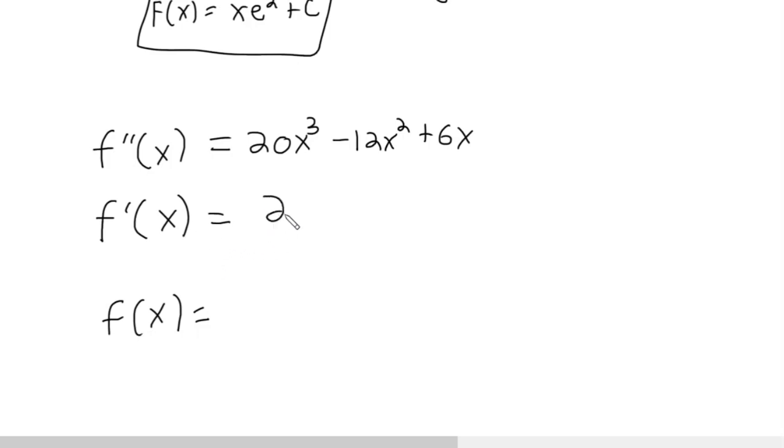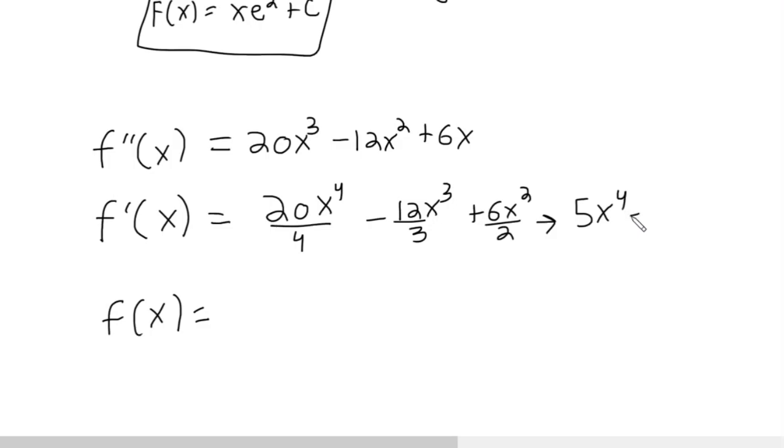So, this one's pretty easy. We'll just use the power rule. So 20x to the fourth divided by 4 minus 12x cubed divided by 3 plus 6x squared divided by 2. And that's just going to give me 5x to the fourth minus 4x cubed plus 3x squared plus c. And I'm getting really close to the edge right there, but that's the first part. So this is the one we're looking at. This is just a cleaned up version.